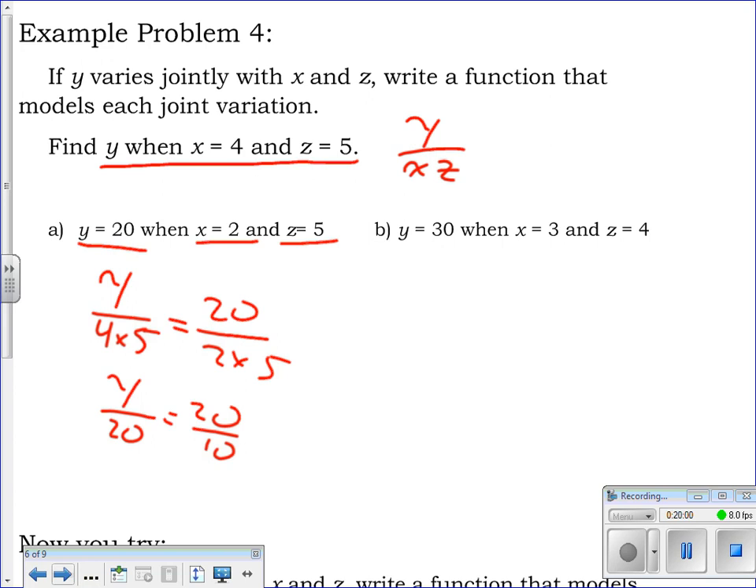Okay, what's 20 over 10? 2. So y over 20 equals 2. Multiply both sides by 20. Y equals 40.